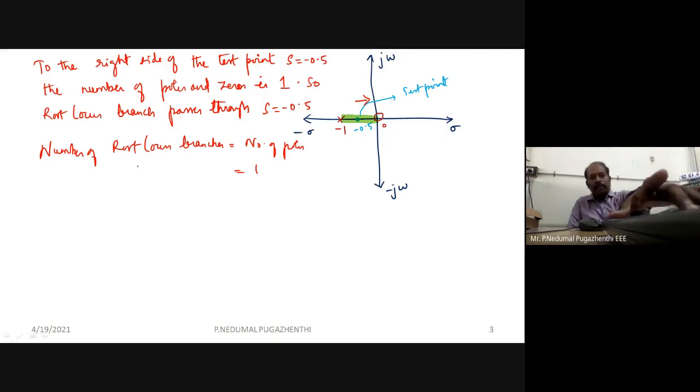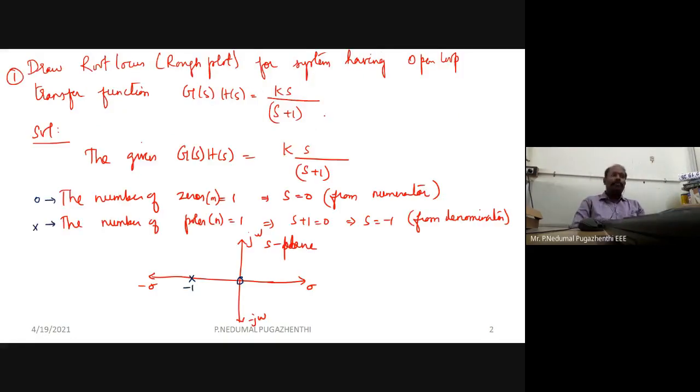So the transfer function of your system is K s by s plus 1, where s is equal to 0 is the only finite zero available, and s is equal to minus 1 is the only finite pole available. As per the rule of root locus, a root locus will start from an open loop pole and end at an open loop zero, and both are finite in this case. So from the finite pole it will start and it will end at the finite zero.